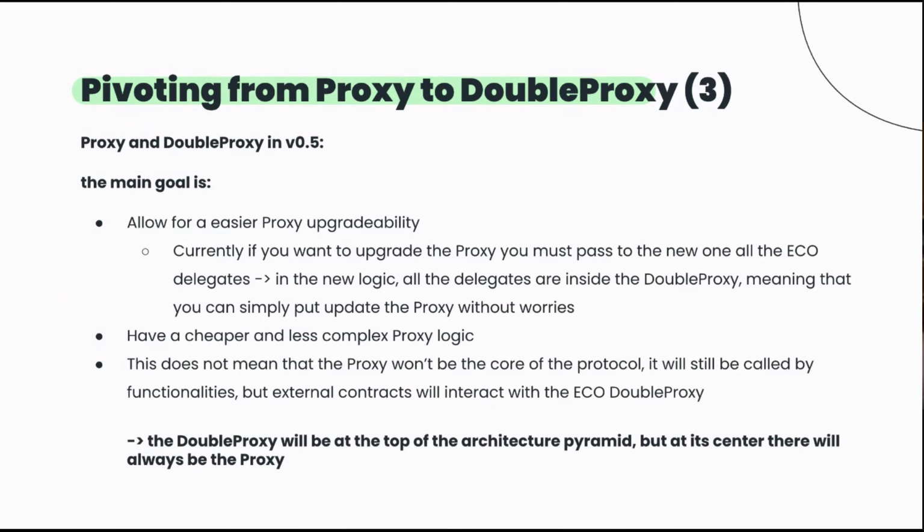But this does not mean that the proxy won't be the core of the protocol anymore. It will still be called by functionalities, but as before, the external contracts will interact with the ECO double proxy. So the double proxy gets shifted at the top of the architecture pyramid, but at the center of it, there will always be the proxy.